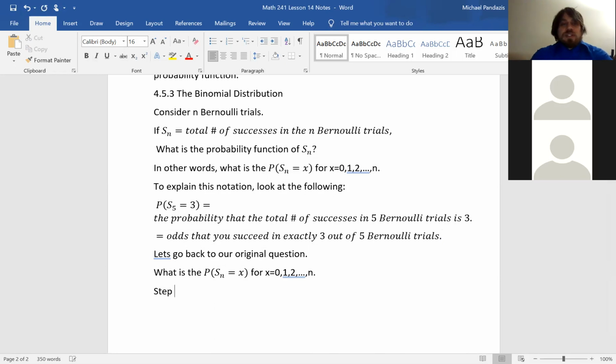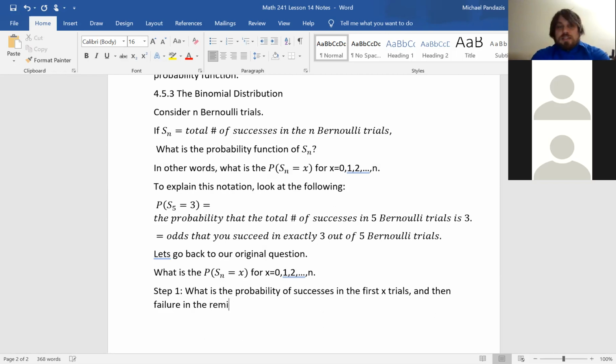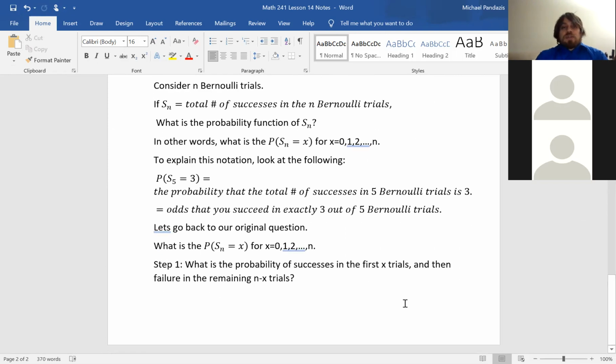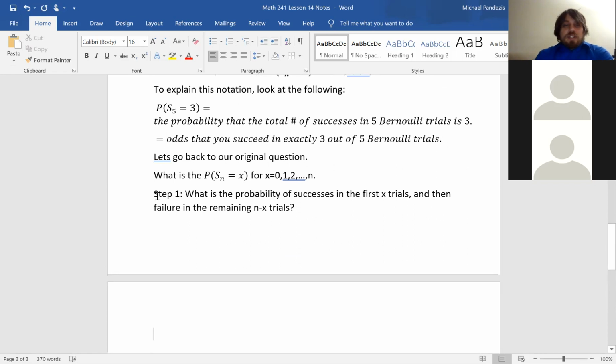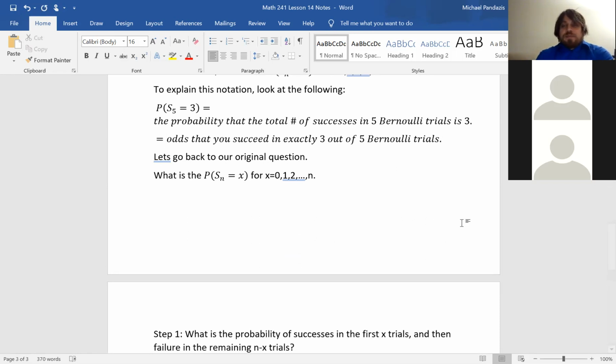We're going to answer this question in steps. So this is step 1. What is the probability of successes in the first x trials, and then failure in the remaining n minus x trials? To answer this question, we're going to introduce some simple notation and then get some simple answers.